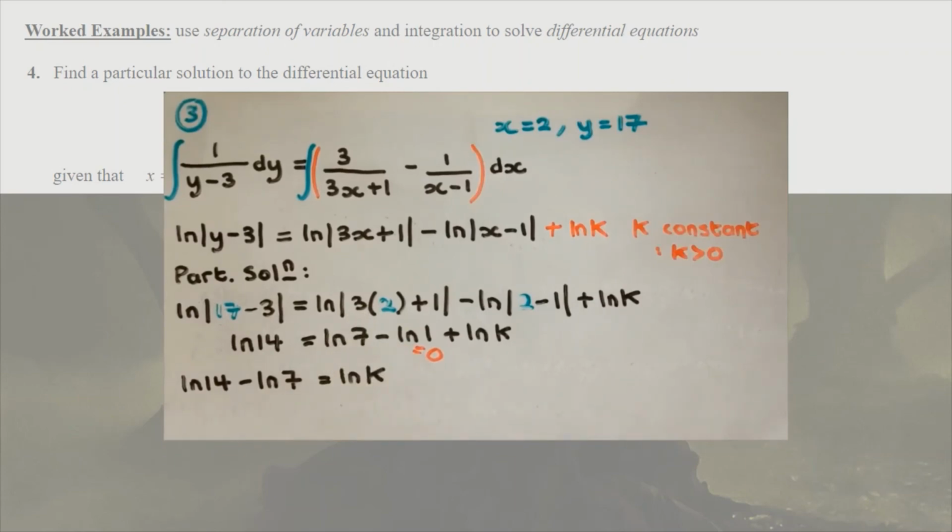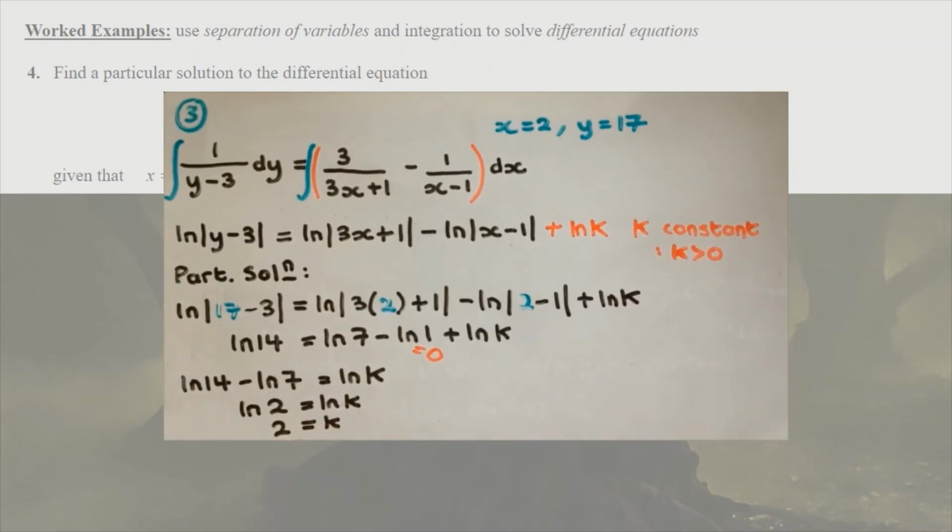I can now use the division law. So we have same base, natural base e, of course, natural log. So 14 divided by 7, that's obviously 2. So ln of 2 equals ln of k, and I can just remove the logarithms now. So that means k equals 2, or 2 equals k in this case. Alright, so we have our k.